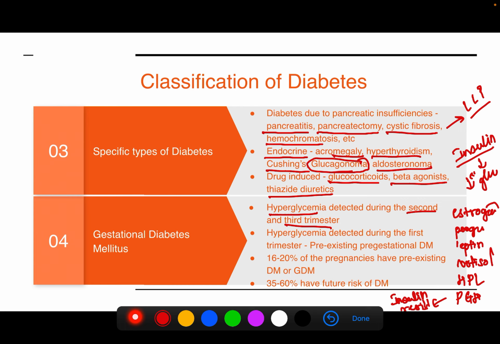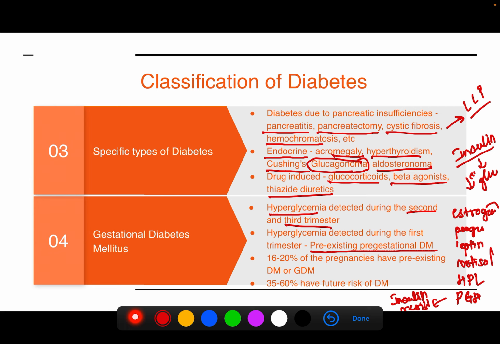It is most likely to be exaggerated. Like there is a pre-existing hyperglycemia, but it got exaggerated during pregnancy. It's not a pure GDM. Harrison says that if any hyperglycemia is detected in the first trimester, and before that the patient did not know, this is actually a pre-existing, pre-gestational diabetes mellitus.